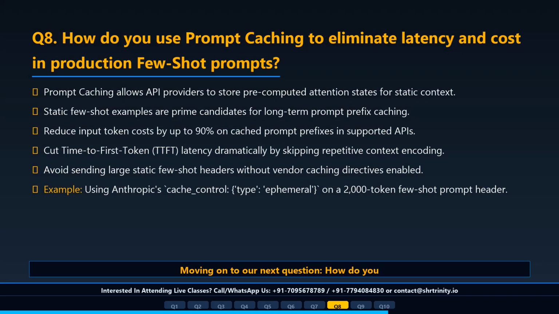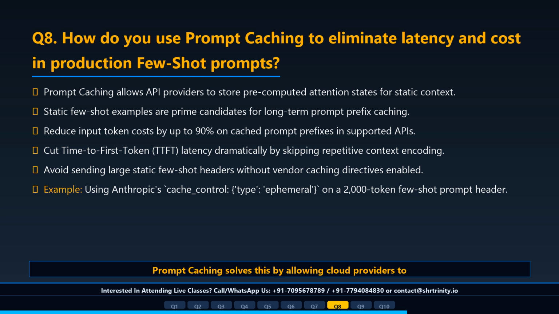Moving on to our next question, how do you use prompt caching to eliminate latency and cost in production few-shot prompts? Prompt caching is one of the most effective infrastructure optimizations available for production LLM pipelines. In a typical few-shot architecture, the system prompt and a collection of few-shot examples remain completely static across millions of user queries. Without caching, the model provider must reread, tokenize, parse, and compute self-attention matrix states for those identical examples every single time a user sends a request.